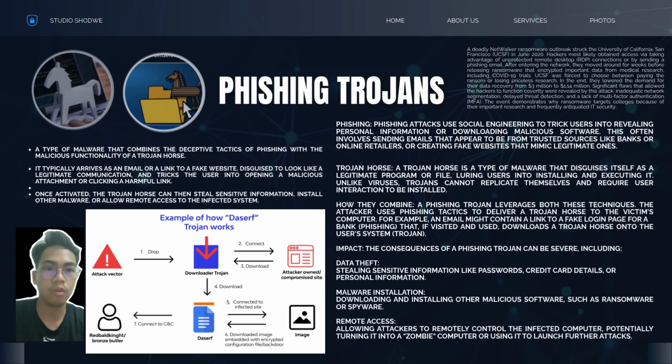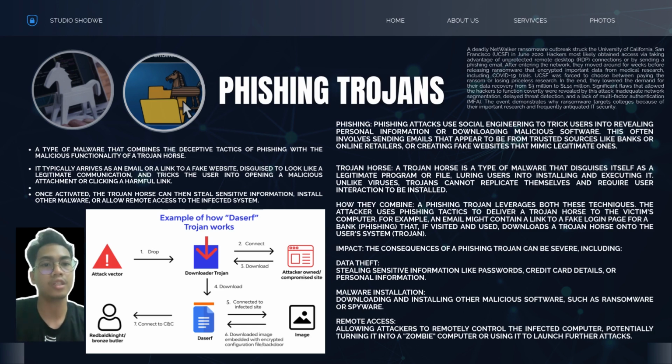Look at the basic flow of how it works. First, the attacker sends a fake email or link. The victim clicks it and downloads a malicious file. The file installs the Trojan, like in this example. The Trojan gives control or steals data from the victim's system.